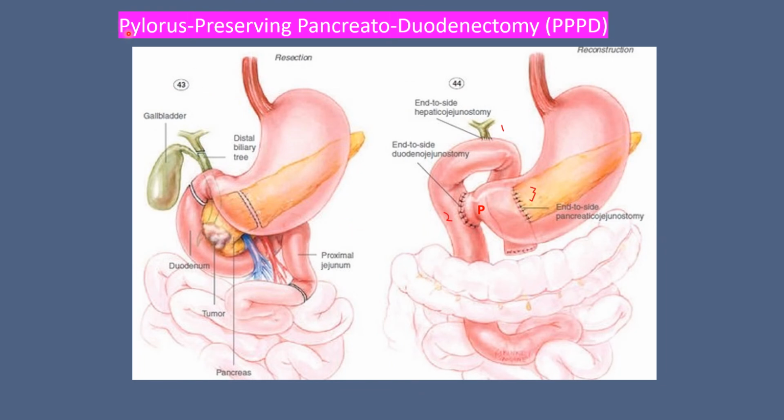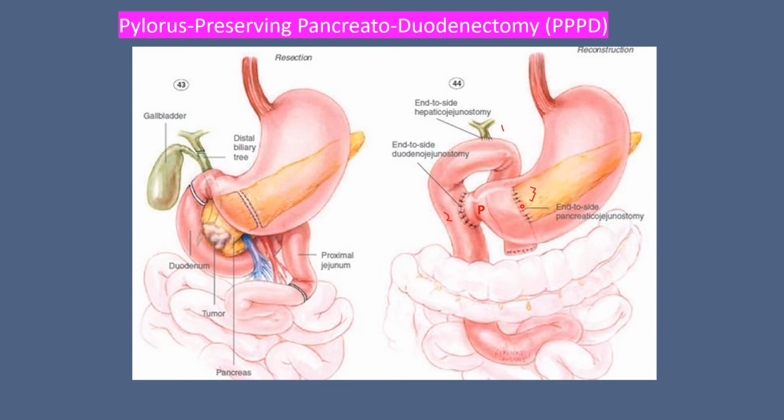This is the modified Whipple's operation, the Pylorus-Preserving Pancreato-Duodenectomy, PPPD. Okay, it is almost a similar operation, except that the pylorus of the stomach is preserved to prevent this jejunal gastric reflux. Okay, pylorus is preserved. The other operations are all similar. Okay, so this is your first bypass. It is your end-to-end hepatojejunostomy or choledochojejunostomy, side-to-side duodenojejunostomy. No more gastrojejunostomy, it is duodenal-gastrostomy.